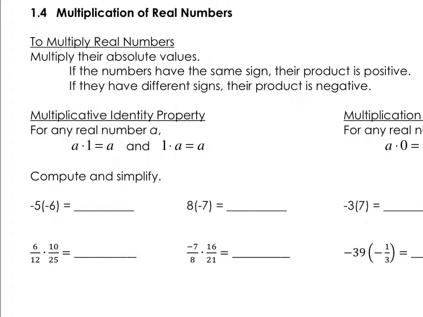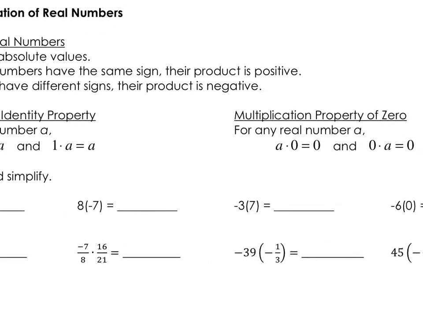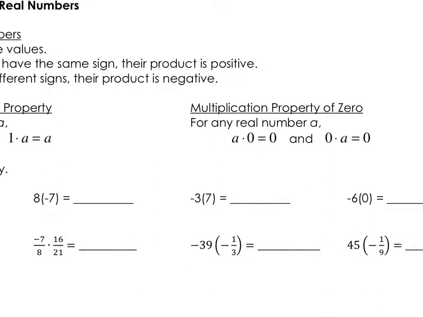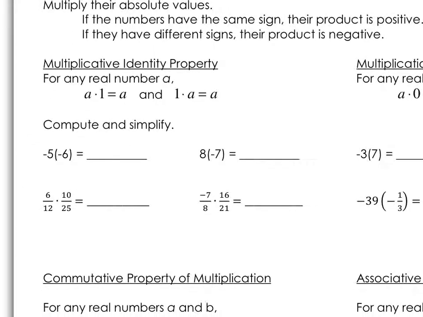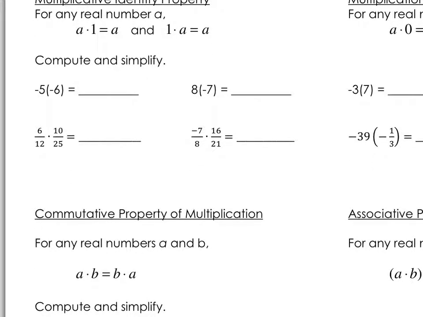There's a multiplicative identity property, which says for any real number a, a times 1 is a, and 1 times a is a. So if you multiply 1 times any number, you just get that number. You get what you started with. The multiplication property of 0 says that 0 times any number will give you 0. A times 0 is 0, and 0 times a is 0. So let's compute these values and simplify.